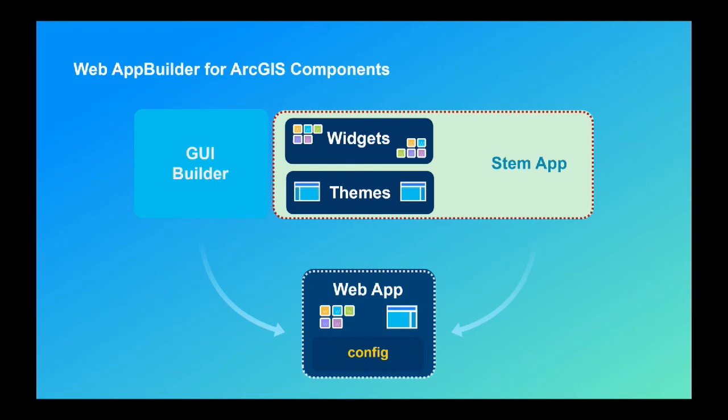And then what we do is we take those widgets and themes and that stem app, and we create a web app with the config files, which basically read all the configurations that make up that file: what loads, what widgets open first, what the theme looks like, where the layout is, where the panel is, all that. And then what you have is a web app, right, based upon that.